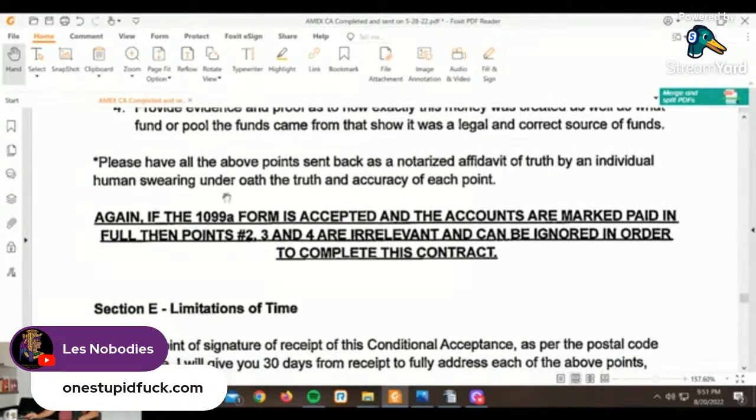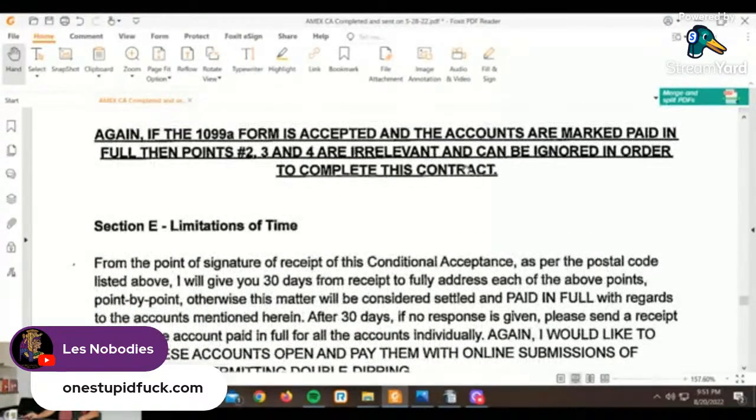Please have all the above points sent back as a notarized affidavit of truth by an individual human swearing under oath the truth and accuracy of each point. Okay. Again, if the 1099-A form is accepted and the accounts are marked paid in full, then points 2, 3, and 4 are irrelevant and can be ignored in order to complete this contract.